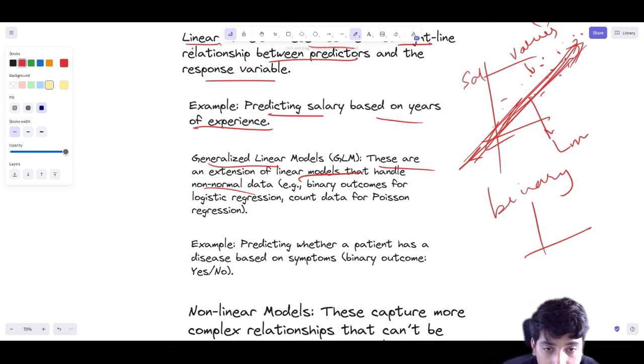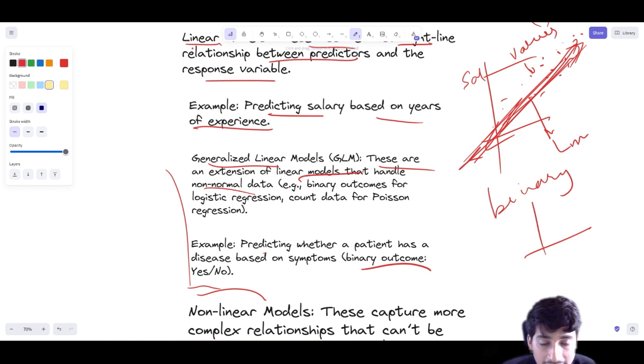For example, it could be used in predicting whether a patient has a disease based on symptoms. The outcome could be yes, the patient might have a disease, or might not have a disease. So this is a binary outcome, and the best way to model it is the generalized linear model, GLM.